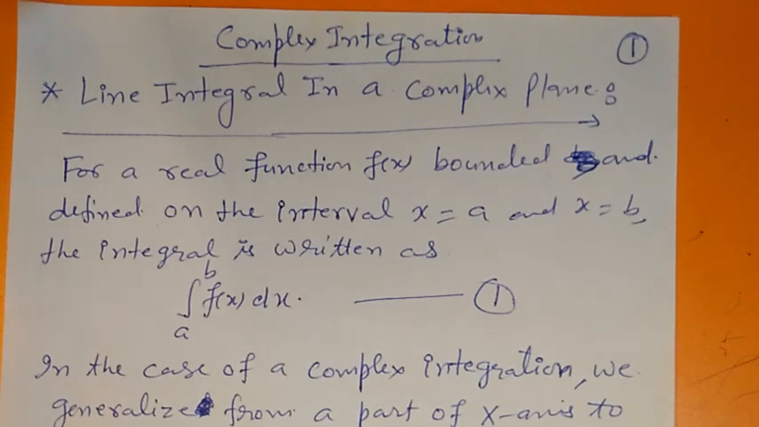Line integral means any integral which is evaluated along a line is called a line integral. Surface integral means any integral which is evaluated along a surface is called a surface integral, and any integral which is evaluated along a volume is known as the volume integral.